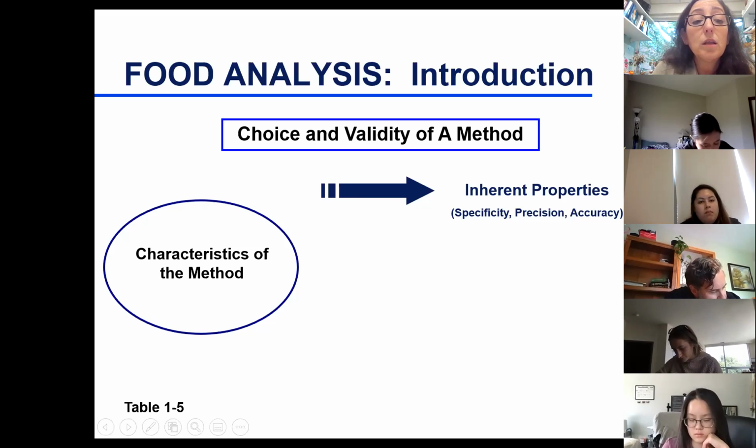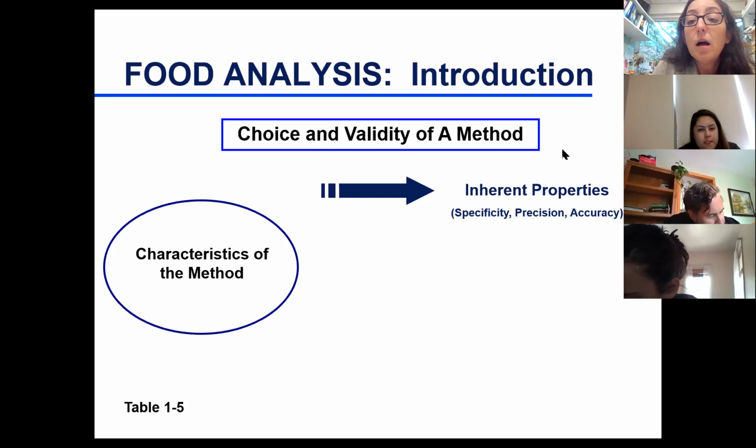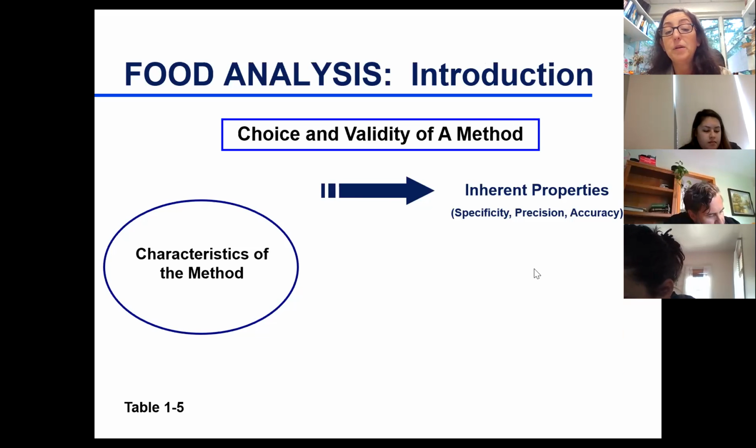So choice of method then is very much dependent on these inherent properties of the method. Is it precise? Is it accurate? How specific do we want it to be?